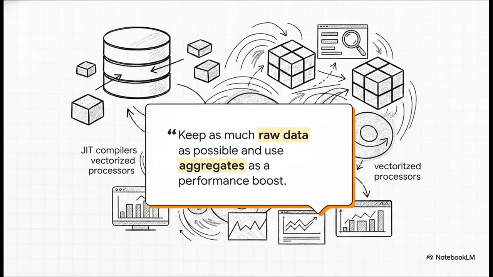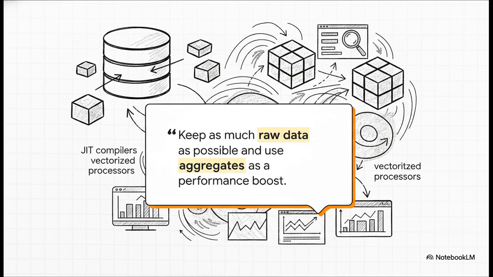And this leads us to the ultimate architectural balance, summarized perfectly in this quote from our source text. Most data warehouses, therefore, try to keep as much raw data as possible and use aggregates such as data cubes only as a performance boost for certain queries. You simply cannot predict every single question your business analysts are going to ask tomorrow, next week, or next year. Because of that, you absolutely must maintain the raw, unaggregated fact tables to allow for true ad hoc exploration.